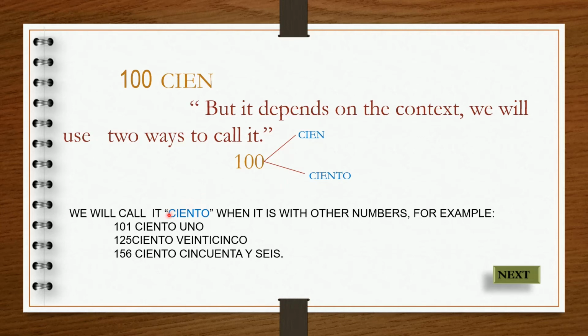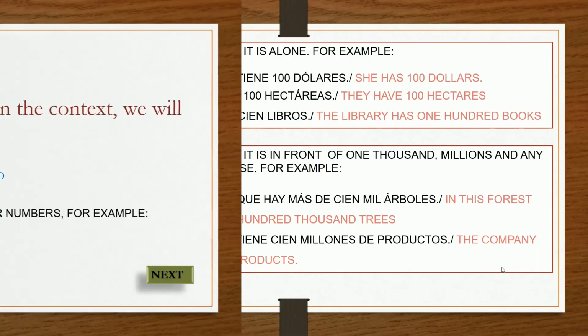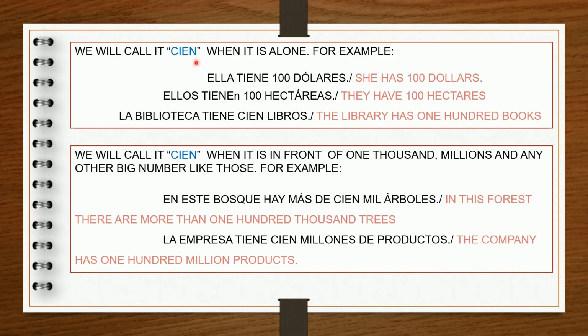The first, ciento, and we will use this one when it is with other numbers. For example, 101, 125, and 156. Again, 101, 125, and 156.